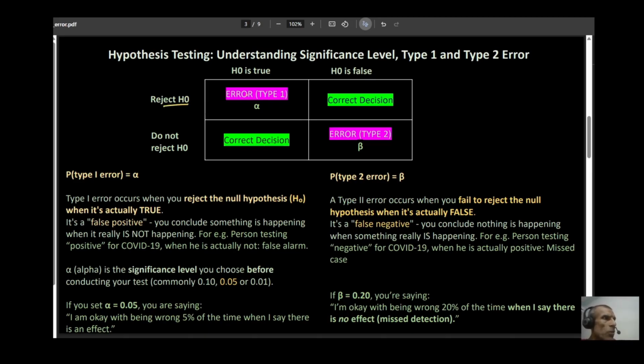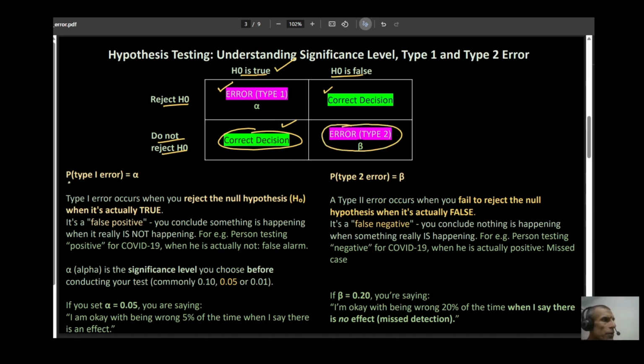You reject H0 when your H0 was actually true. This is called type 1 error. You reject H0 when your H0 was false. Well, that's a correct decision you made. Then you do not reject H0 when your H0 is true. In that case, you made a correct decision. You do not reject H0 when your H0 is false. In this case, you made an error. This is a mistake you made. This is called your type 2 error.